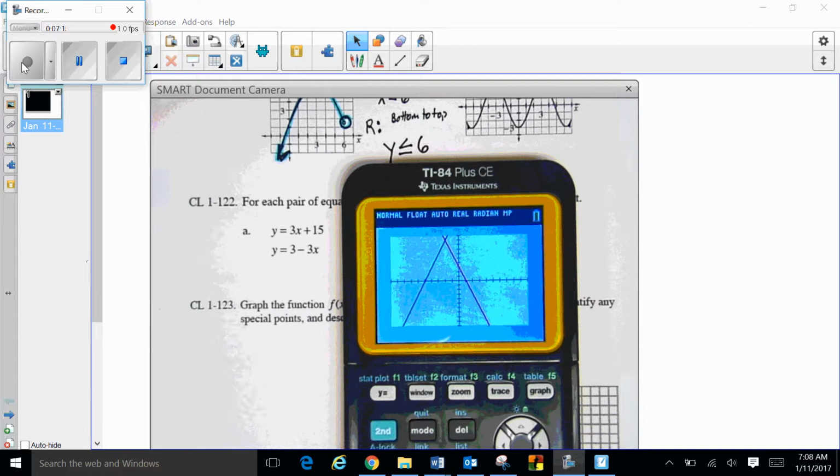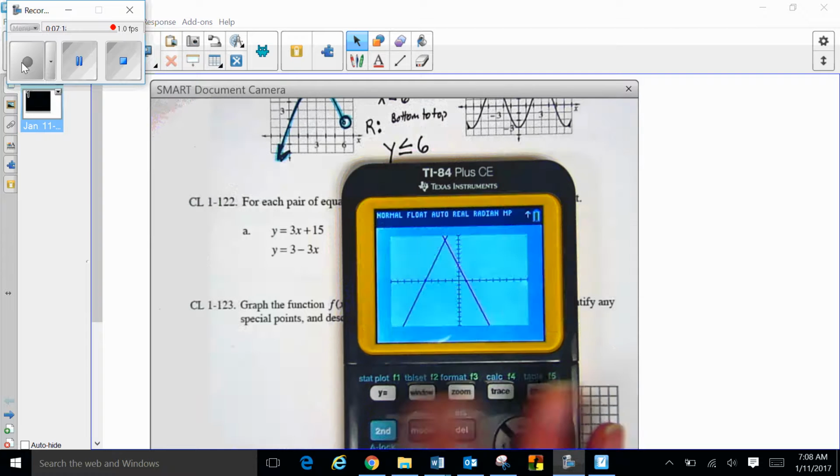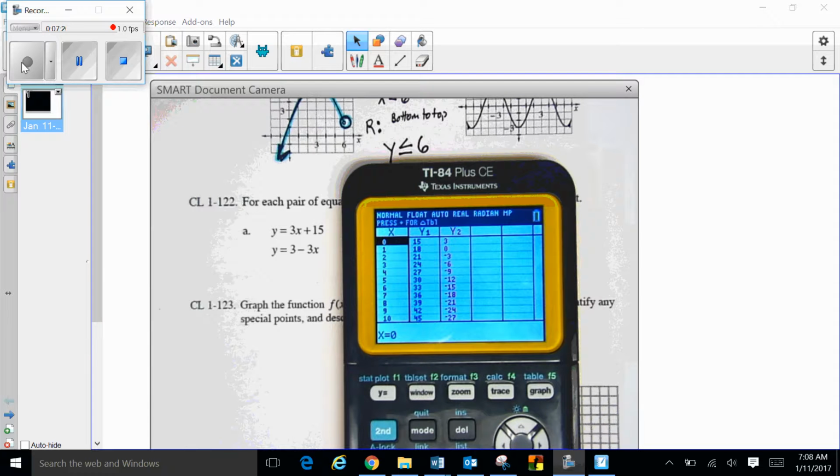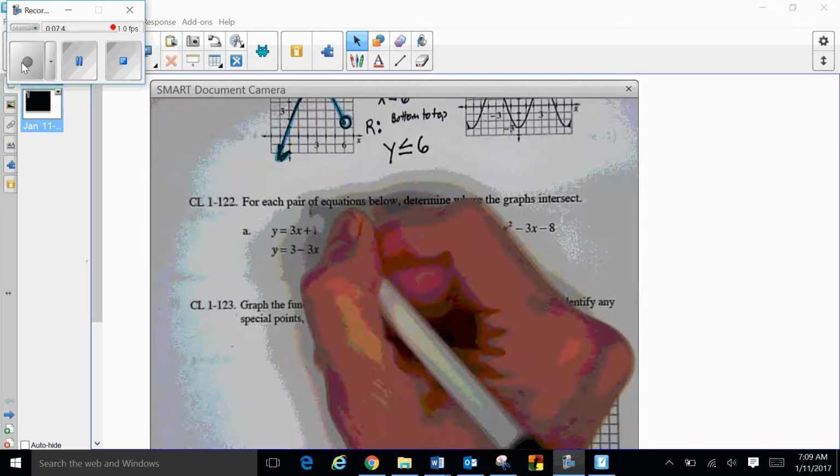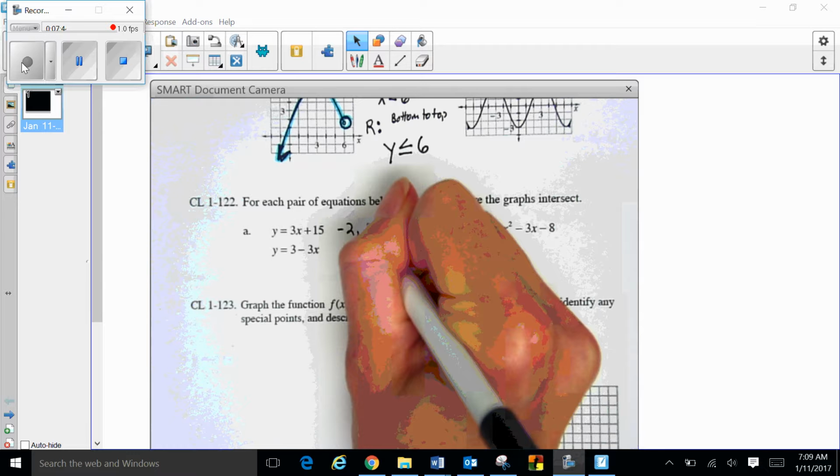So I'm going to go to my table, and I'm going to look at -3 for my answer. Well, I went to -3 and noticed that my two y values do not match there. But that's okay because that was just a guess. And I can see if I look just one line down at -2, my y values match. Both y1 and y2 are 9 when x is -2. So my answer for this one is -2, 9.